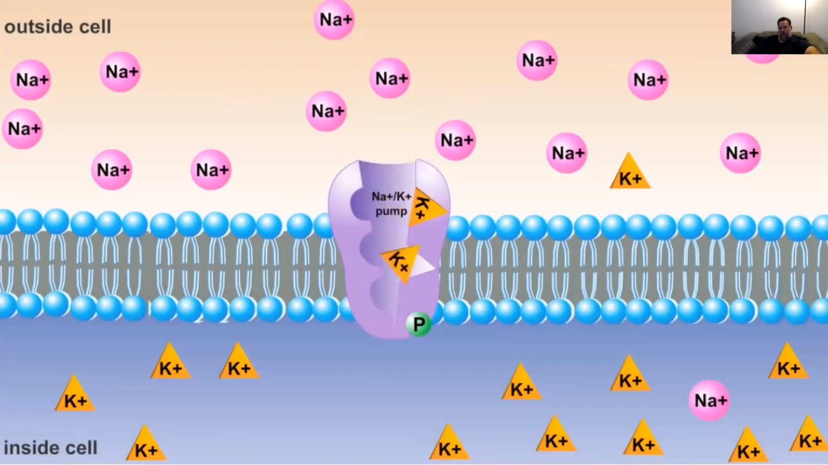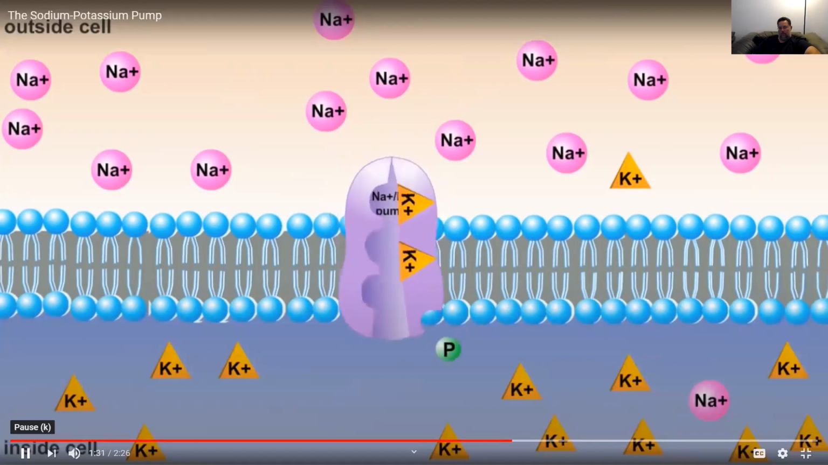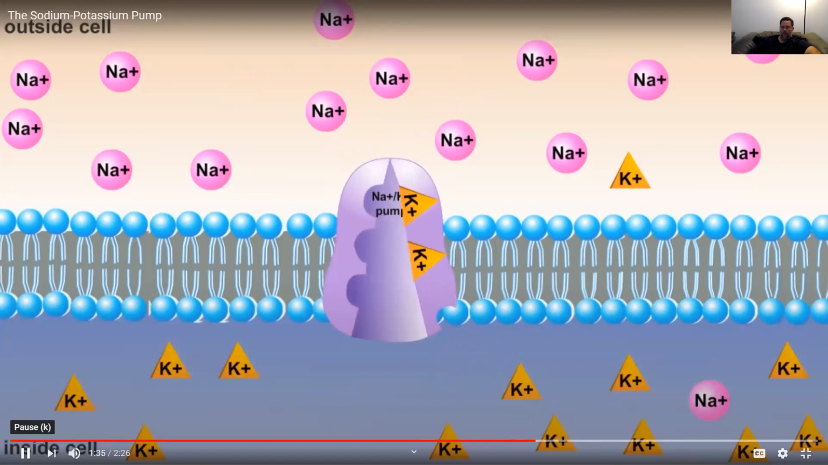Next, 2 potassium ions position themselves within the carrier protein, causing it to undergo another change in shape. In the process, the phosphate molecule is released. Once the phosphate molecule is released, the carrier protein expels the potassium ions into the interior of the cell. The carrier then resumes its initial shape, completing the cycle. And thus more sodium can come in and hook up with the pump.